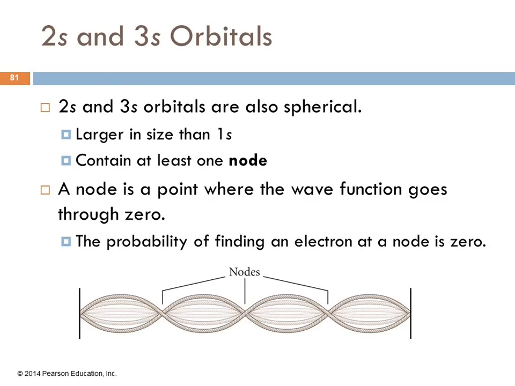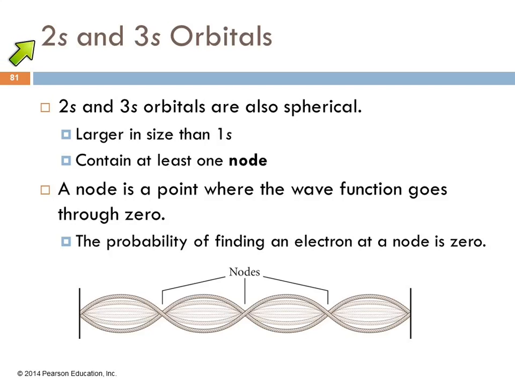The 2s and 3s orbitals are also spherical. S tells us the shape of the orbital. S is spherical. The 2s orbital is larger than the 1s, and the 3s is larger than the 2s. As the principal quantum number increases, as n goes from 1 to 2 to 3, the orbitals get larger, and thus the average distance, or the most likely distance from the nucleus, gets larger as well.